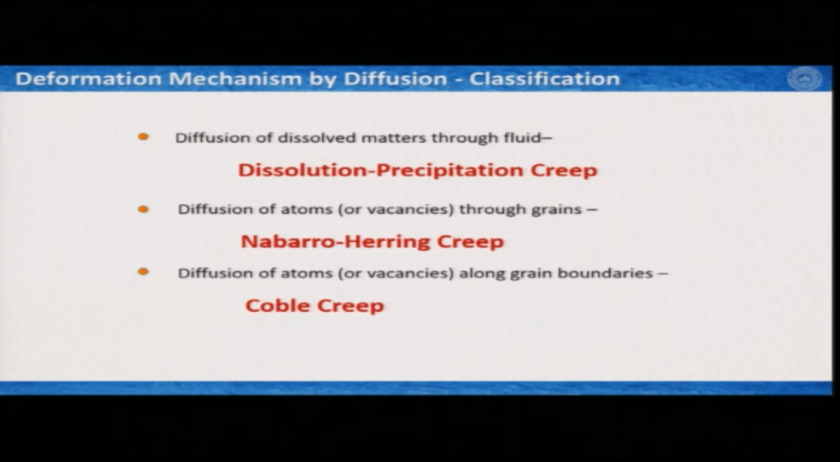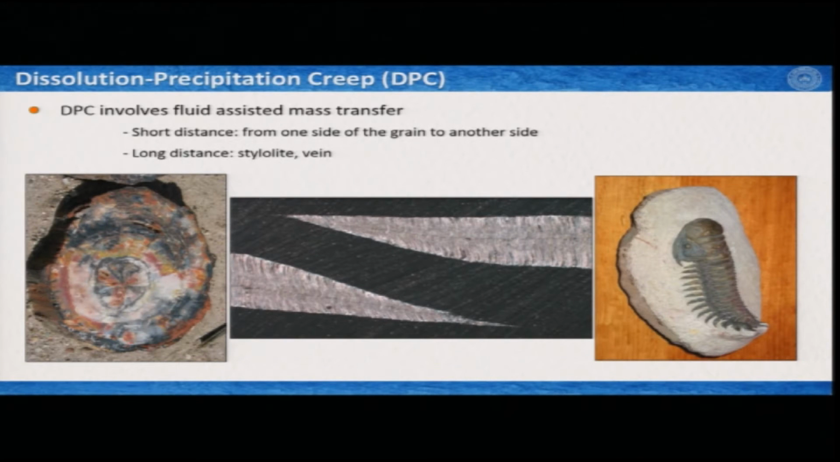So, dissolution precipitation creep is essentially creep, or diffusive mass transfer, with the assistance of a fluid. It can happen over a short distance, from one side of a grain to another side, or it can happen over a very long distance, like stylolites and some vein filling processes. So, here there are 2 examples.